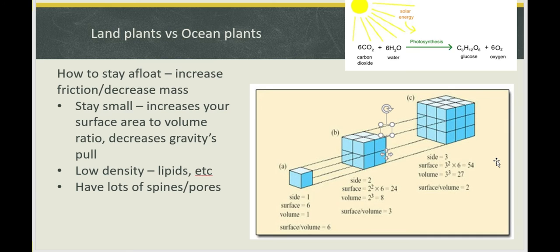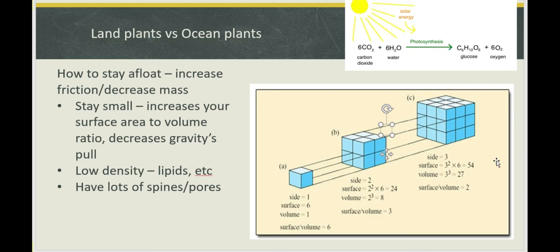Something else you want to do is you want to have low density. So phytoplankton tend to have a lot of lipids in them, a lot of fats in them, all right? So if you've ever poured oil onto water, you know that oil floats on top of water. That's because it's less dense. And so if you have oil inside of your body, you will float on top of water.